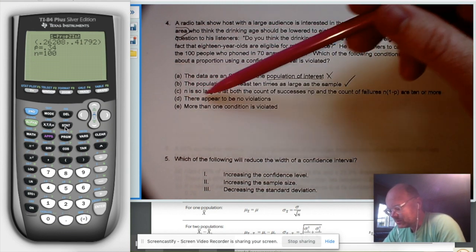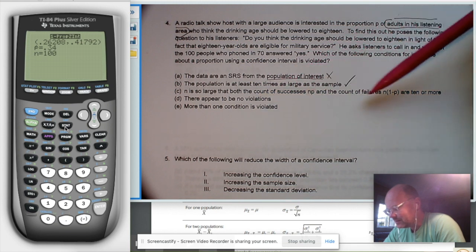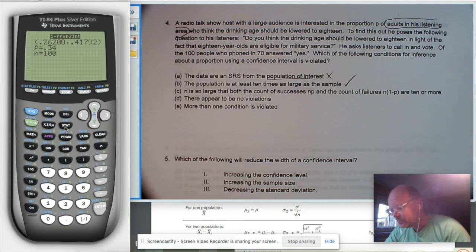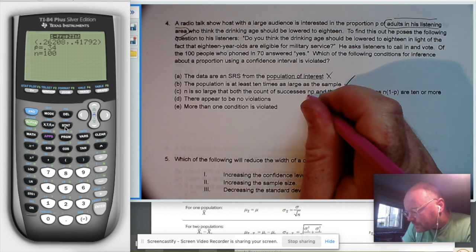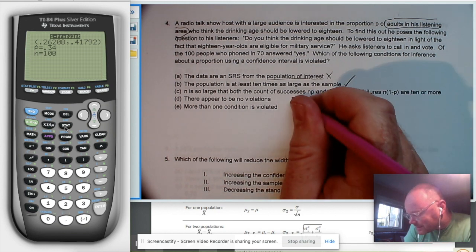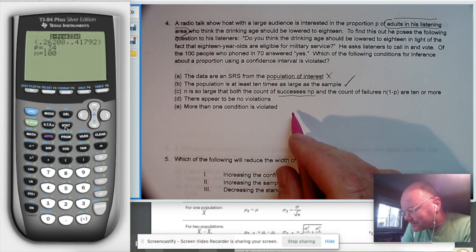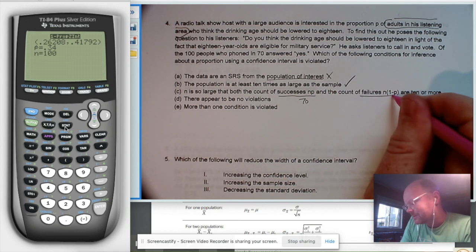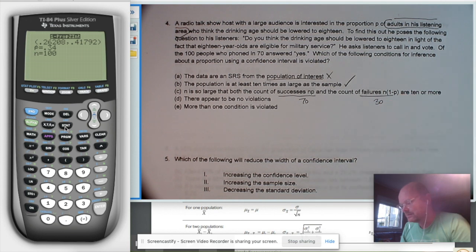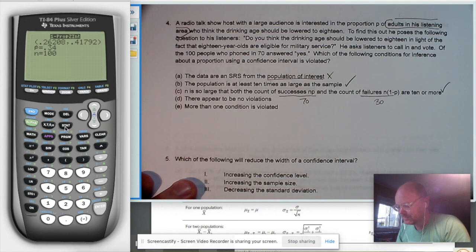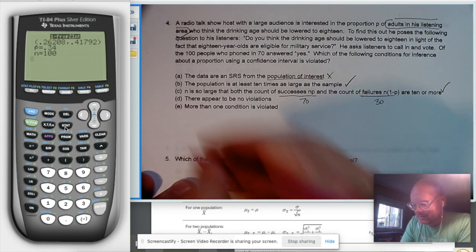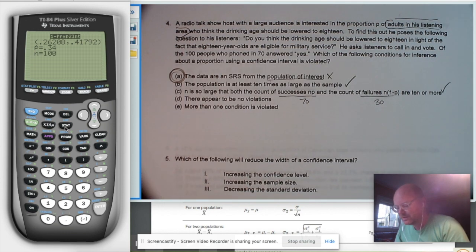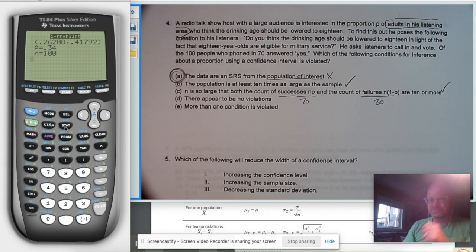And then n is so large that both the counts of np and n(1 minus p), successes and failures, are 10 or more. Well, it tells us the count of successes. That is 70, right? Because 70 out of the 100 people said yes. And the count of failures, therefore, is the other 30 people said no. So are both of those numbers bigger than 10? That one's okay. So I think A must be it. It's the SRS condition that's violated.